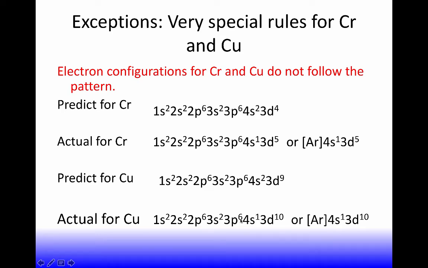So again, everything fills from lowest energy to highest energy. Now there are other exceptions. These are the only two you need to know. Okay? Copper is argon 4s1 3d10, and for chromium it's argon 4s1 3d5. And you should be able to write the full thing out the long way as well.